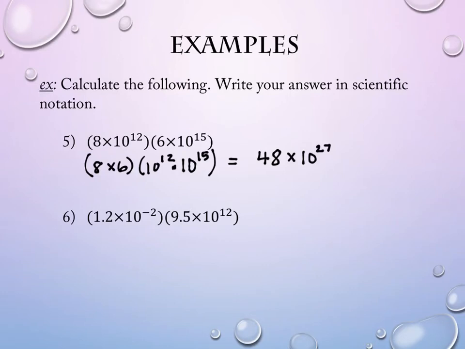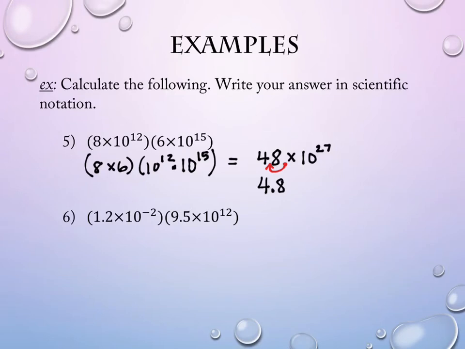Yeah, so the 48, that number is bigger than 10, right? There's no decimal point in that number making it between 1 and 10. So I actually need to change this value into a 4.8. Agreed? So the decimal point was understood to be at the end of the 48, and I'm moving the decimal point 1 place. All right?